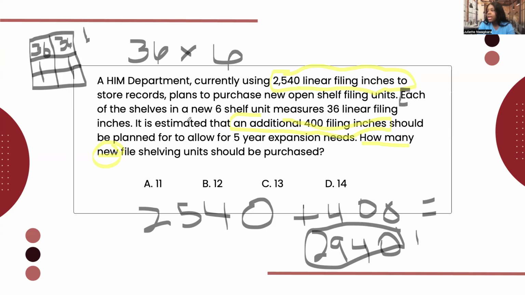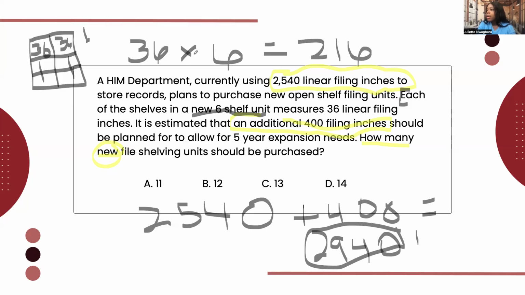Why did I do that? Because in every new six-shelf unit, there's 36 inches in each one. So I'm going to do the math. What's 36 times 6? I'm going to put it in my calculator, which you will have on test day. And that's going to give me 216.